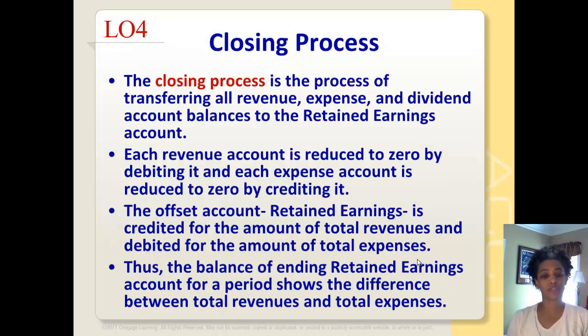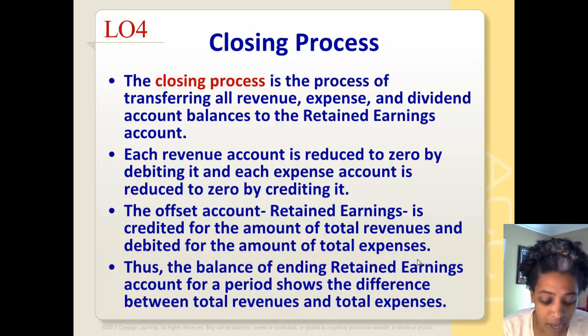So let's just wrap up this discussion and talk about the closing process. After the financial statements are prepared, companies conduct this closing process. The closing process is the process of transferring all revenue, expense, and dividend account balances to the retained earnings account. So we're basically closing out those accounts to retained earnings. So you reduce all the revenue accounts to zero, and we use retained earnings as that offset account.